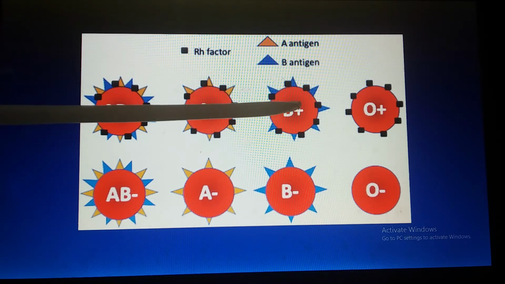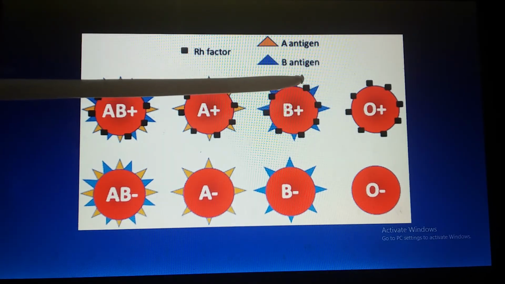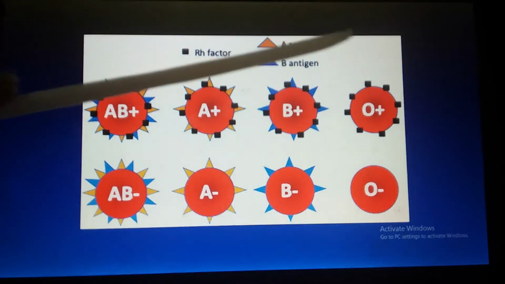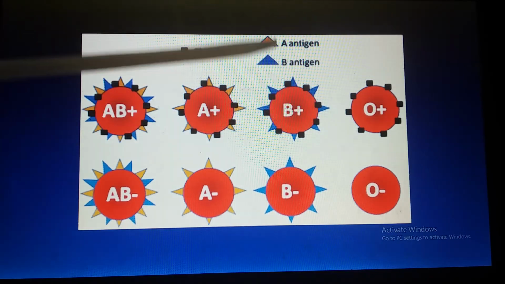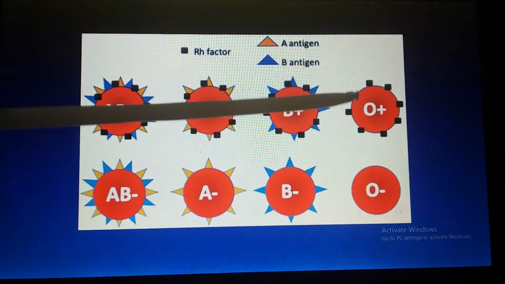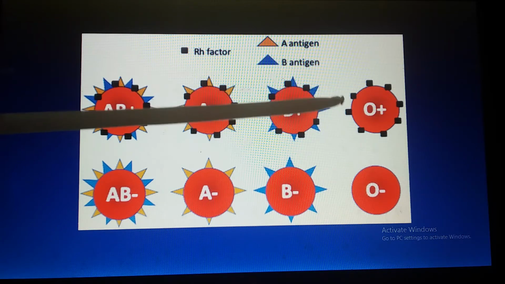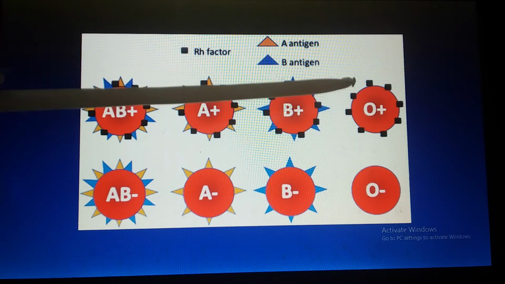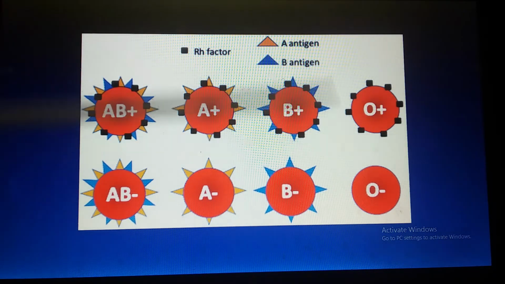This is B positive because B antigens are present on the surface of the red blood cell along with the RH factor. Next, O positive. On the surface of the red blood cell, you can see no antigen A and no antigen B is present, just the RH factor. So this person is O positive because the O group doesn't have antigen A or antigen B, it just has antibodies.